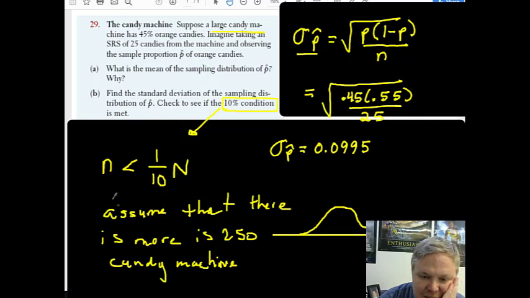So you really have to write, because it's a large candy machine, we can assume that there are more than 250 candies in the machine. Therefore, our sample is less than 10% of our population. So that would be the appropriate way to answer the 10% condition.